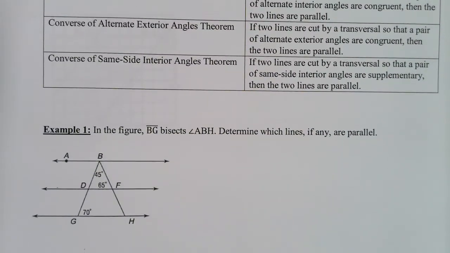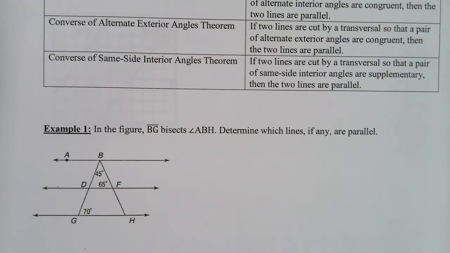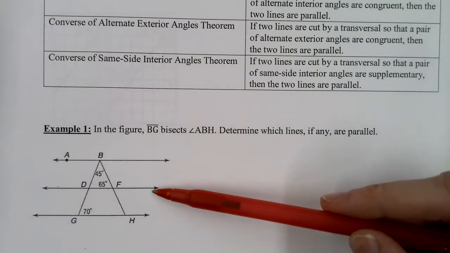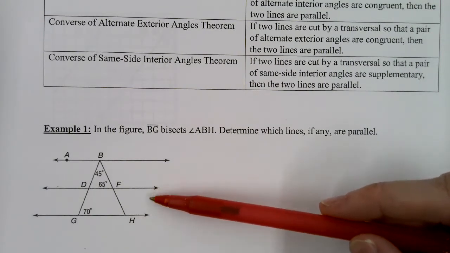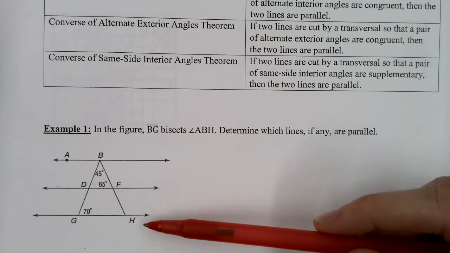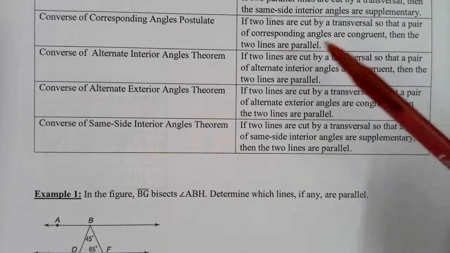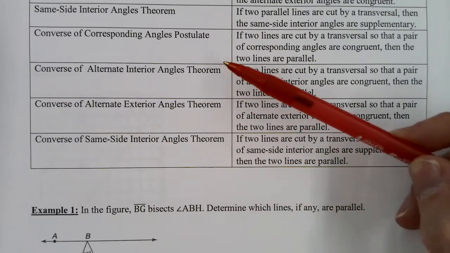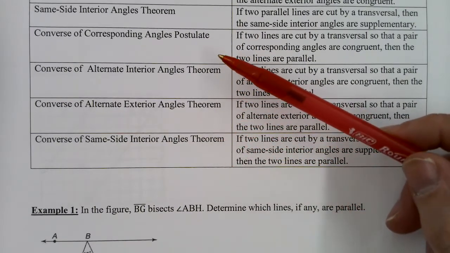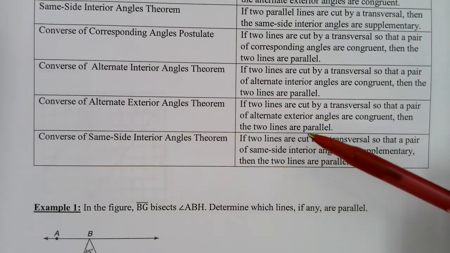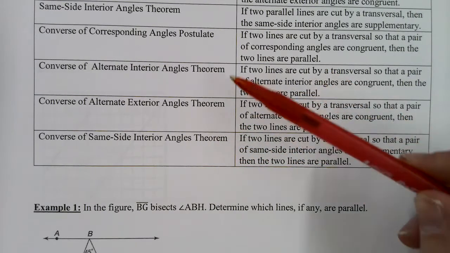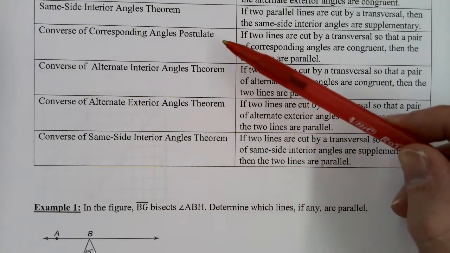Okay. In the figure, segment BG bisects angle ABH. Determine which lines, if any, are parallel. Okay. Let's start with the bottom 2, DF and GH. Are these 2 lines parallel? Meaning, can we figure out any of these 4 things? If we have any of these 4, then we can conclude the lines are parallel, the bottom 4.